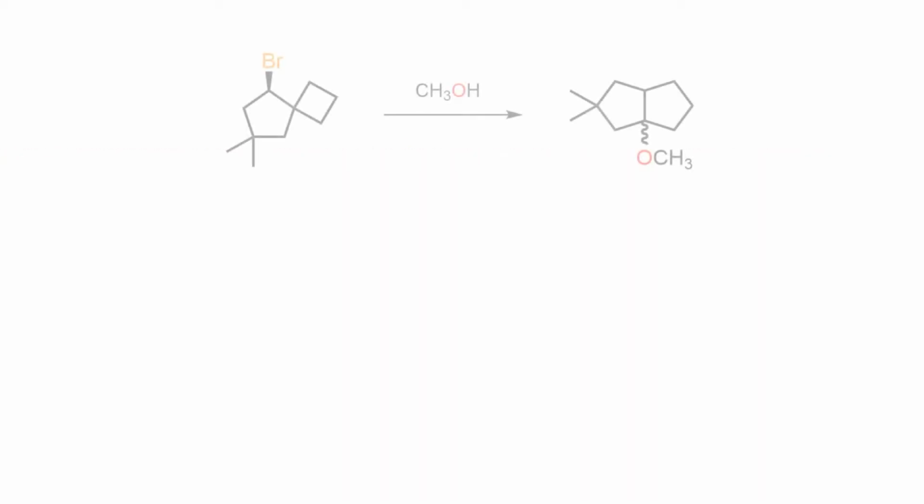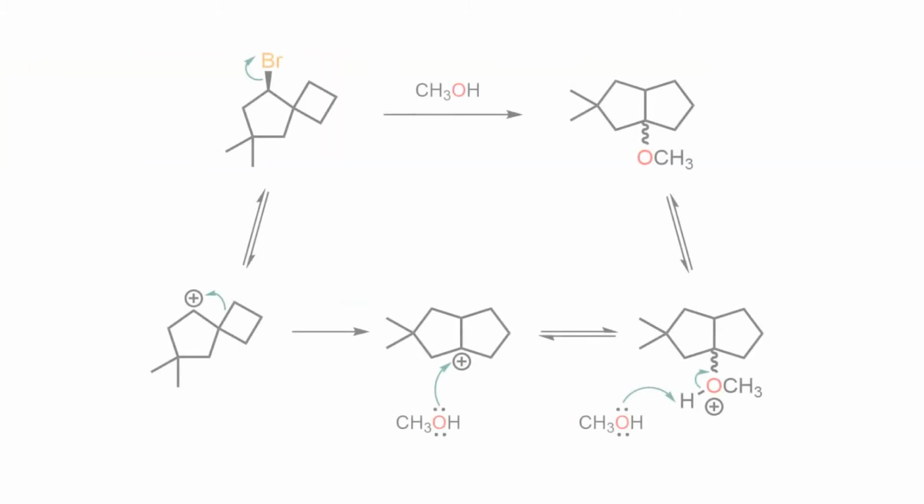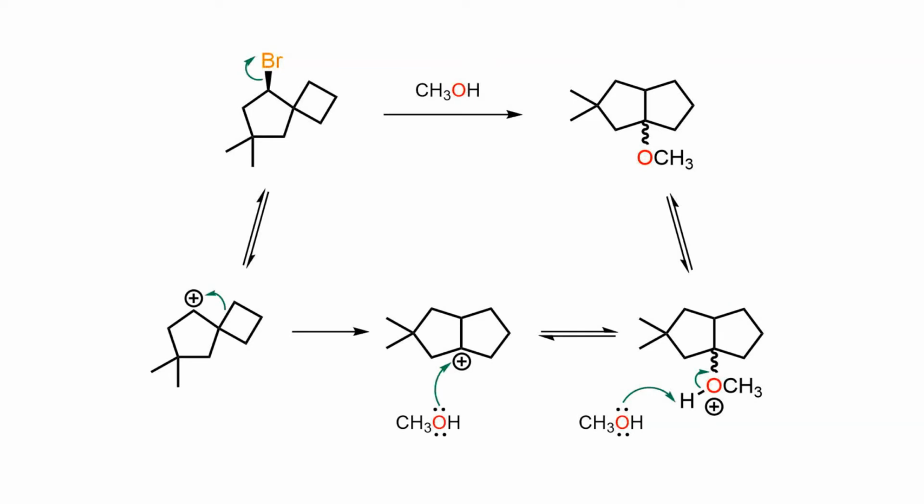When secondary systems with a good leaving group attached undergo solvolysis reactions through the SN1 mechanism, a skeletal rearrangement is possible. In this example, a secondary bromide is going to form a secondary carbocation, which then rearranges. Since this reaction is at neutral pH, and there are no good nucleophiles present, this process will occur through the SN1 pathway, particularly in a polar protic solvent such as methanol.